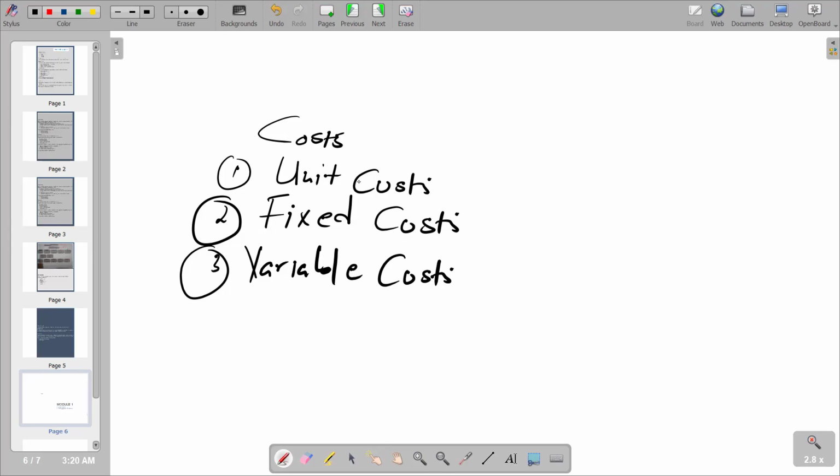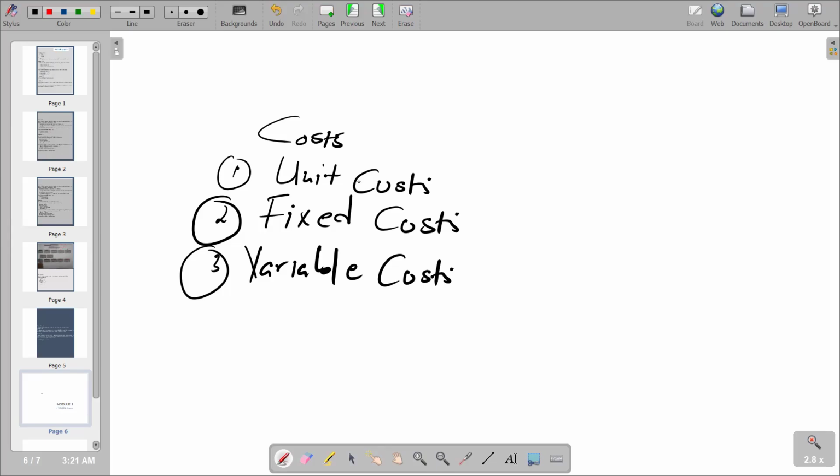Also, we calculate the unit cost for management decisions. For example, bringing a new product would need us to know the unit cost so that we can see if it's viable to bring that new product, and also to calculate the value of unsold stock, which is our finished goods, or the valuation of our inventory. We need to calculate the unit cost. So basically, that's what we have in terms of unit cost.